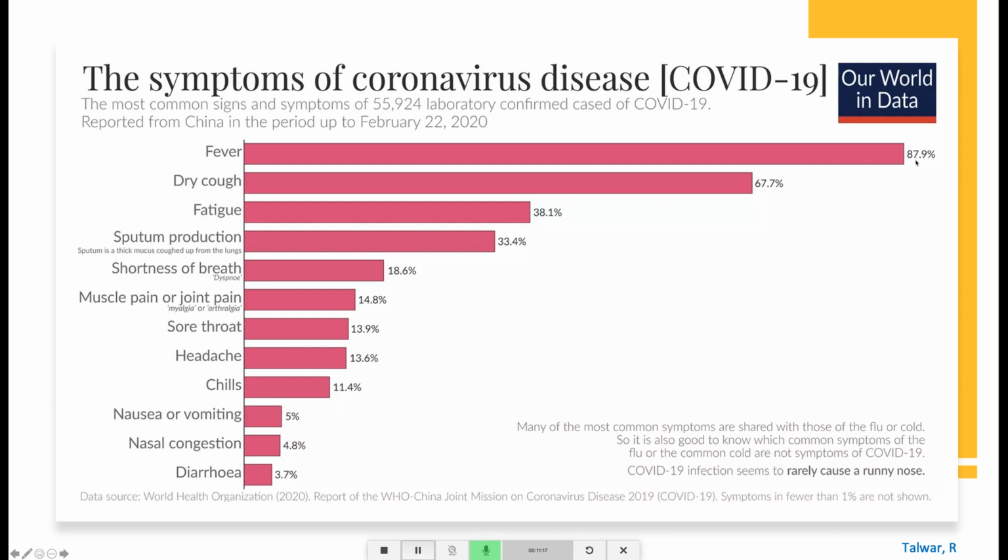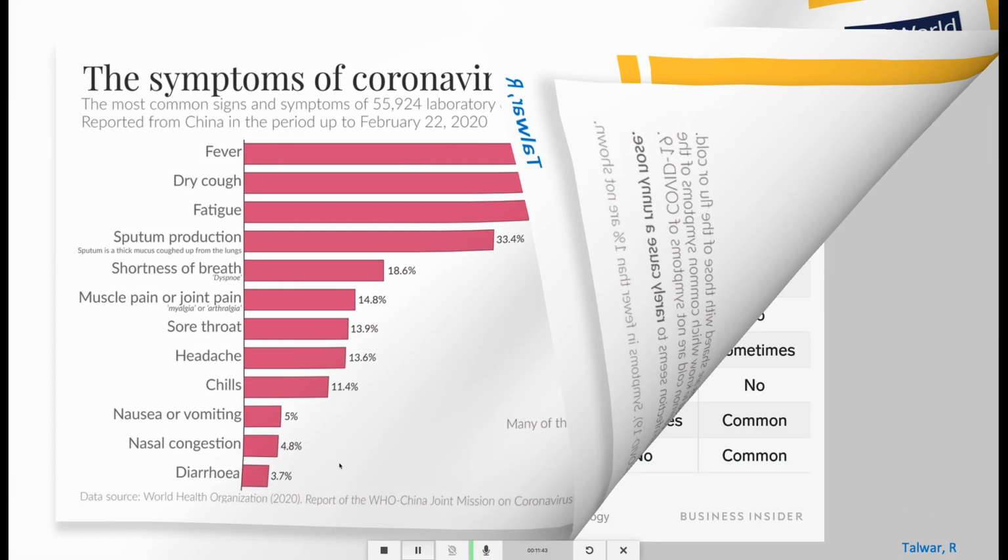Fever being the most common at almost 88%, dry cough almost 70%, fatigue 38%, sputum production, shortness of breath, muscle pain, joint pain, sore throat, all the way down to nasal congestion, diarrhea as well. For all of those who hoarded up on toilet paper, unfortunately diarrhea was only about 4% of the cases, but it's still a percentage, so hopefully it'll come in handy.